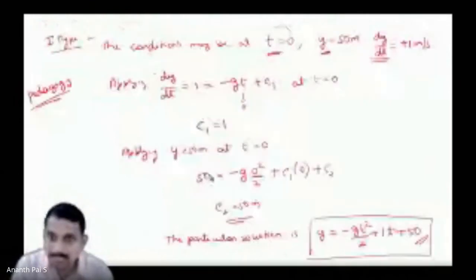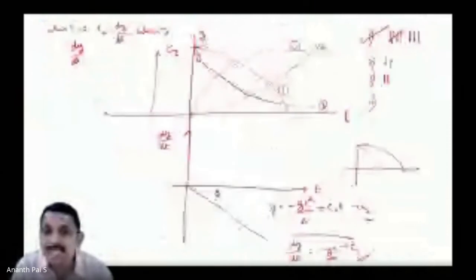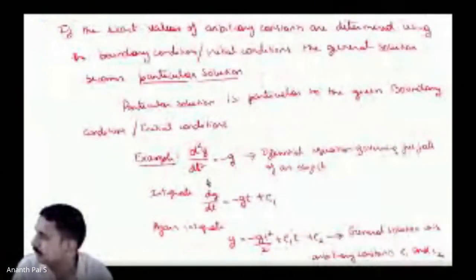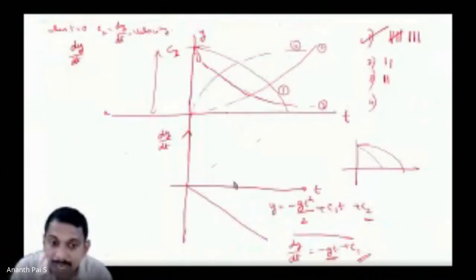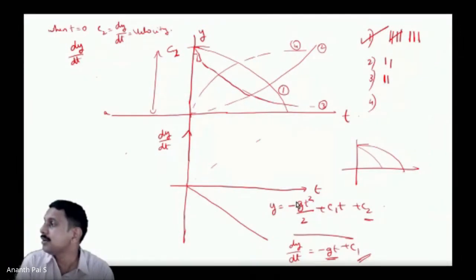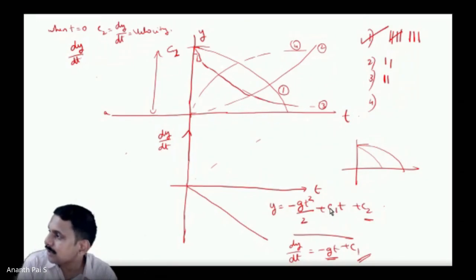Here in this case, I had a second order differential equation. When I used the second order differential equation, I got a square. C1 in that equation was C1, C2 in that equation was C1, C3 in that equation was C2. Make sense?